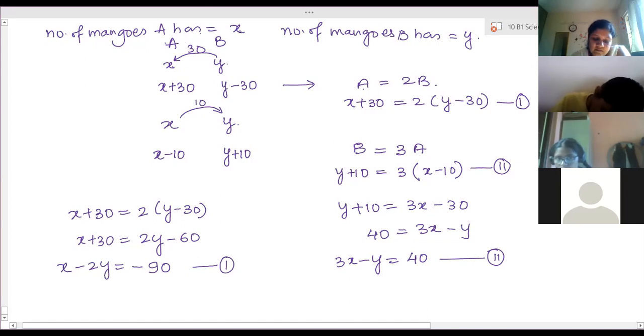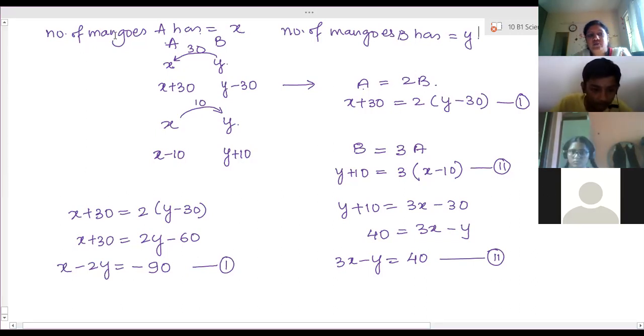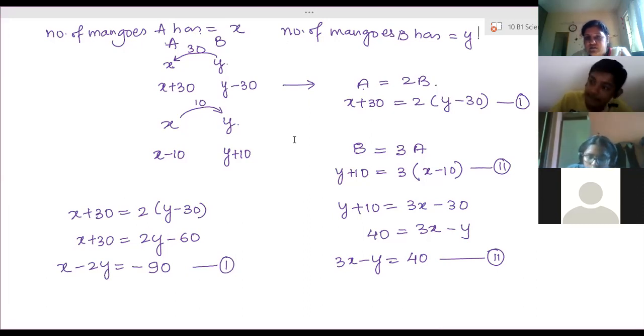Ma'am, because I have heard that if we don't write in the proper way, then they cut marks. Yeah, if you don't write this x and y, that will be a problem. For what purpose you are writing x and y, that you have to mention. Yes, ma'am.